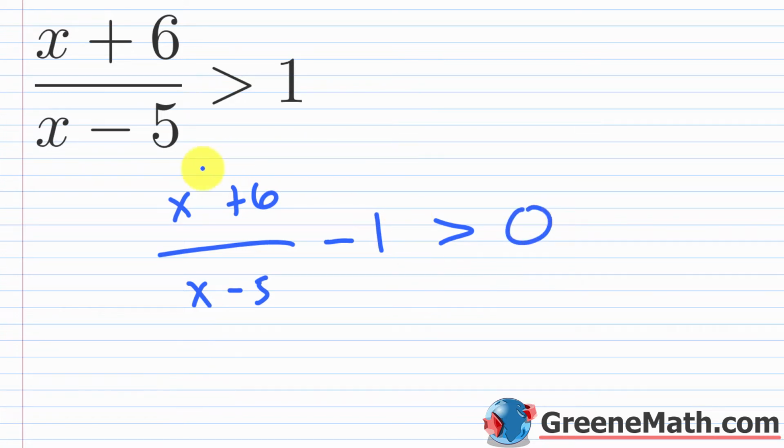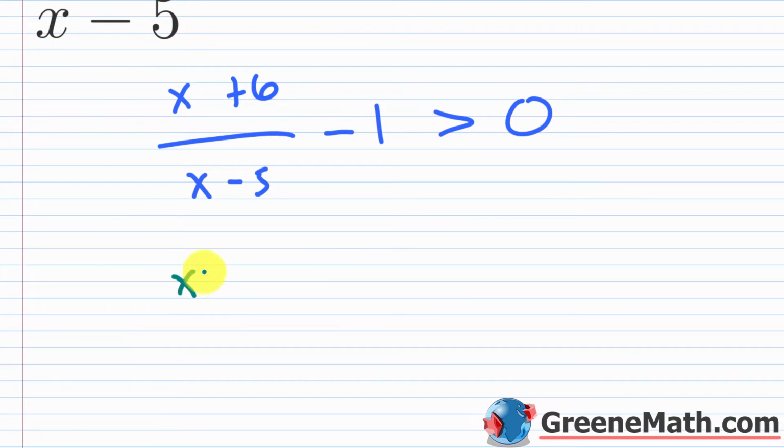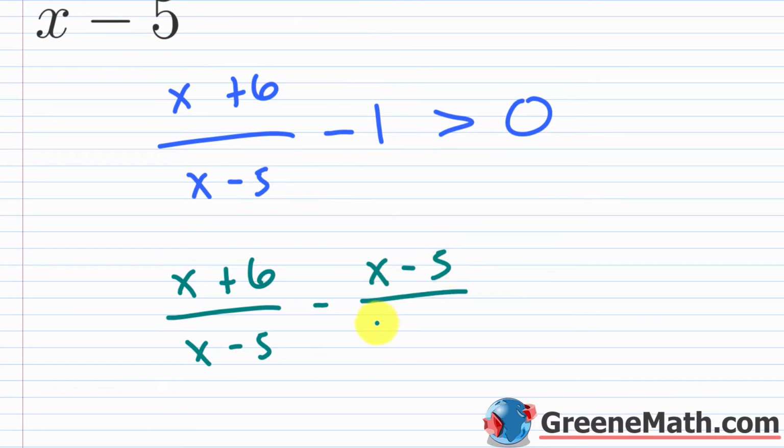So the idea here is to get this into one single rational expression. So what I'll do is say this is x plus 6 over x minus 5. And then minus, I'm going to multiply 1 by this x minus 5 over x minus 5, which would just give me x minus 5 over x minus 5. Then this is greater than 0.